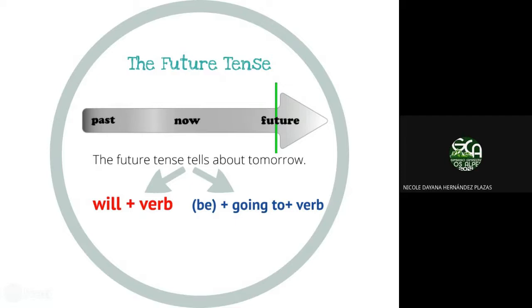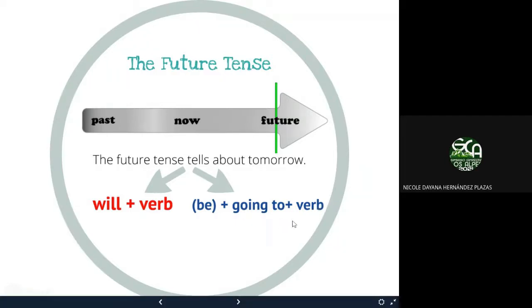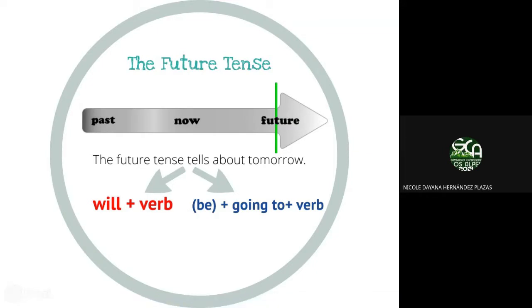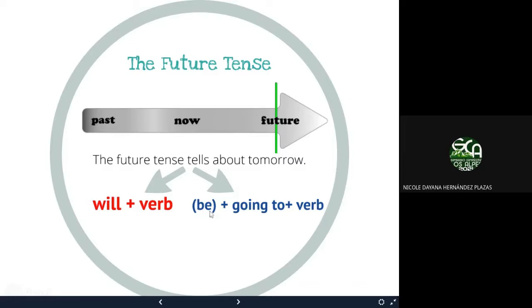But in the case of be going to, it is a bit different. What does it mean to have this be? ¿Qué significa que yo tenga este be ahí encerrado?